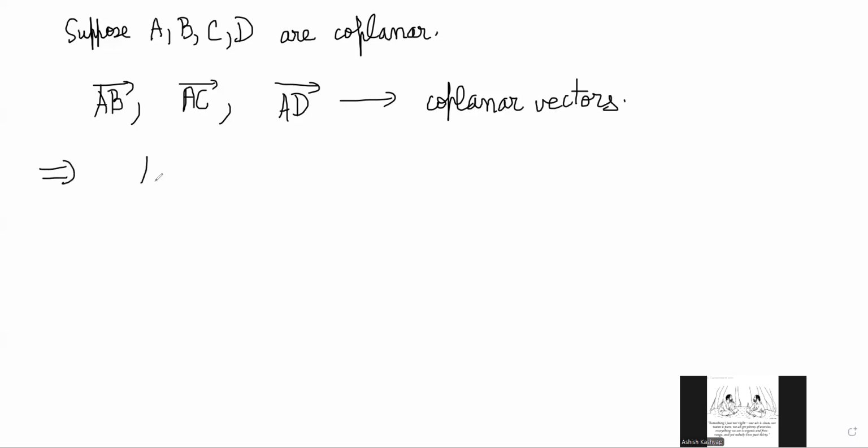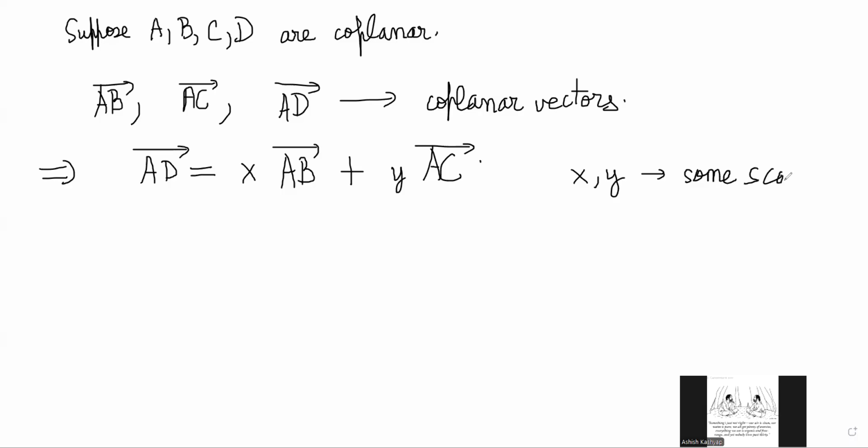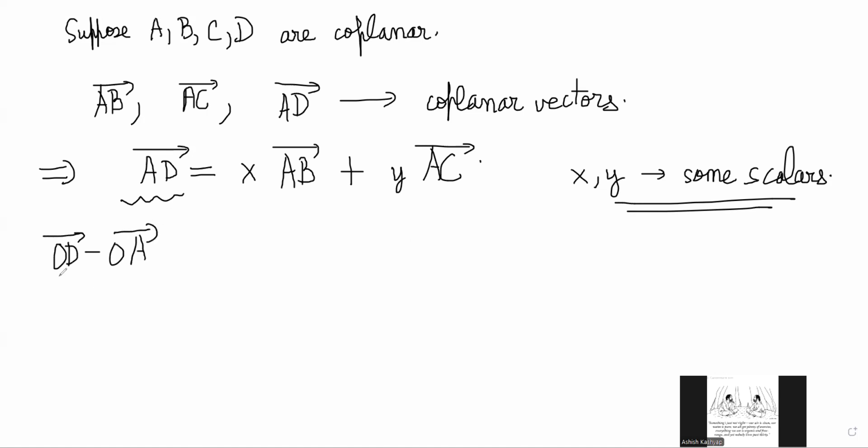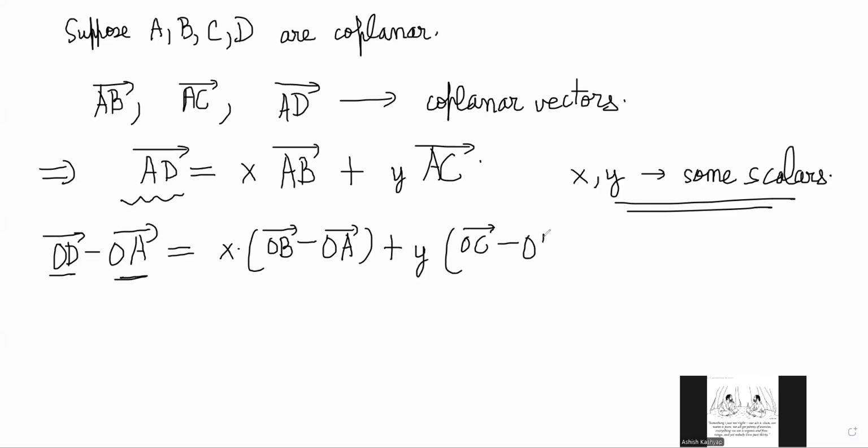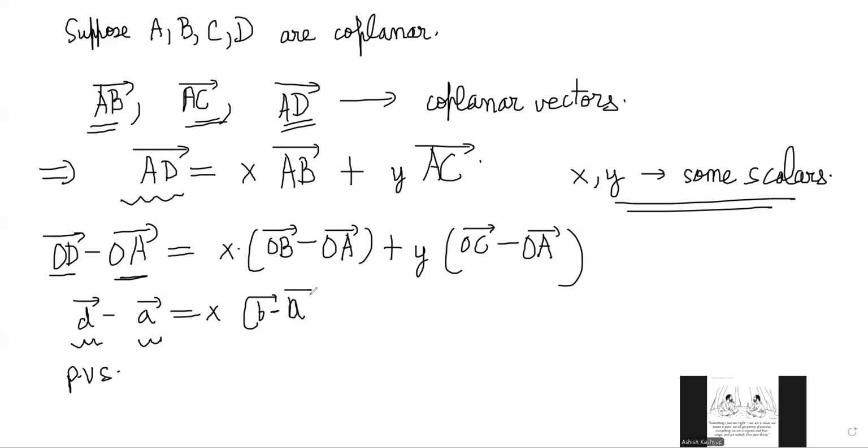Therefore, if the three vectors are coplanar, I should be able to write AD as x times AB plus y times AC, right? Here, x and y are some scalars. That is what we have learned about coplanar vectors. So now I can write AD. Think about it. AD is OD minus OA, where OD is the position vector of D and OA is the position vector of A. Similarly, this is OB minus OA, and this is OC minus OA, right? So I am able to write this as D minus A. Now I'm writing in terms of position vectors, not as AB, AC, AD vectors. So D minus A is X times B minus A plus Y times C minus A, right?